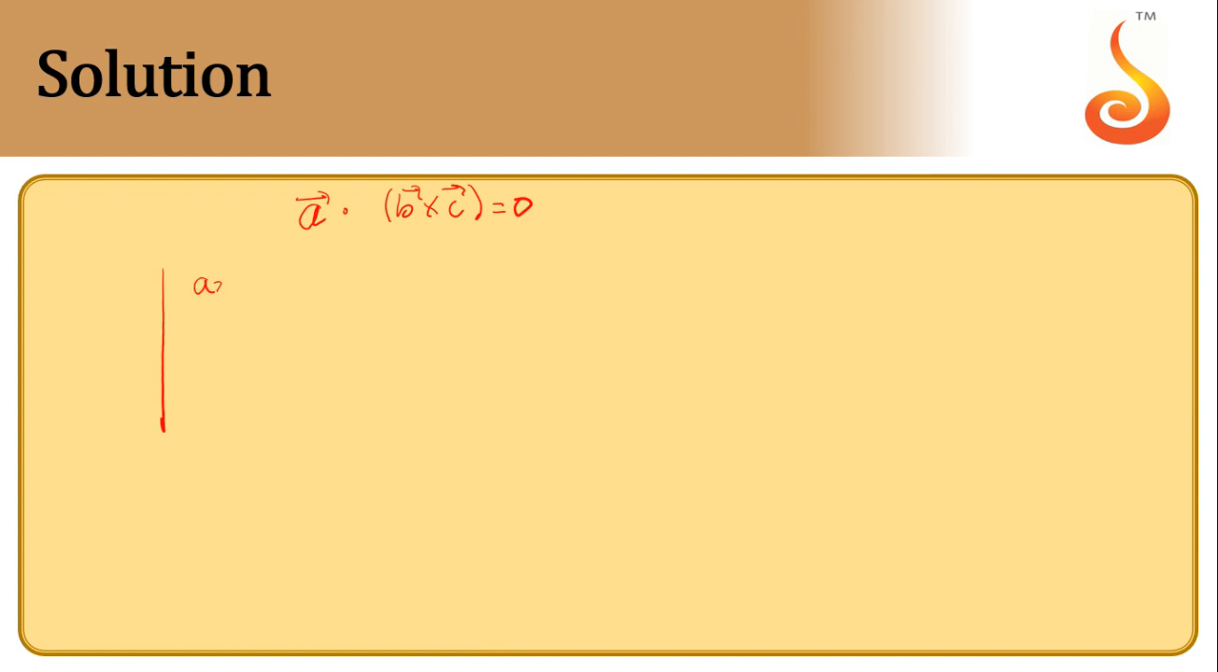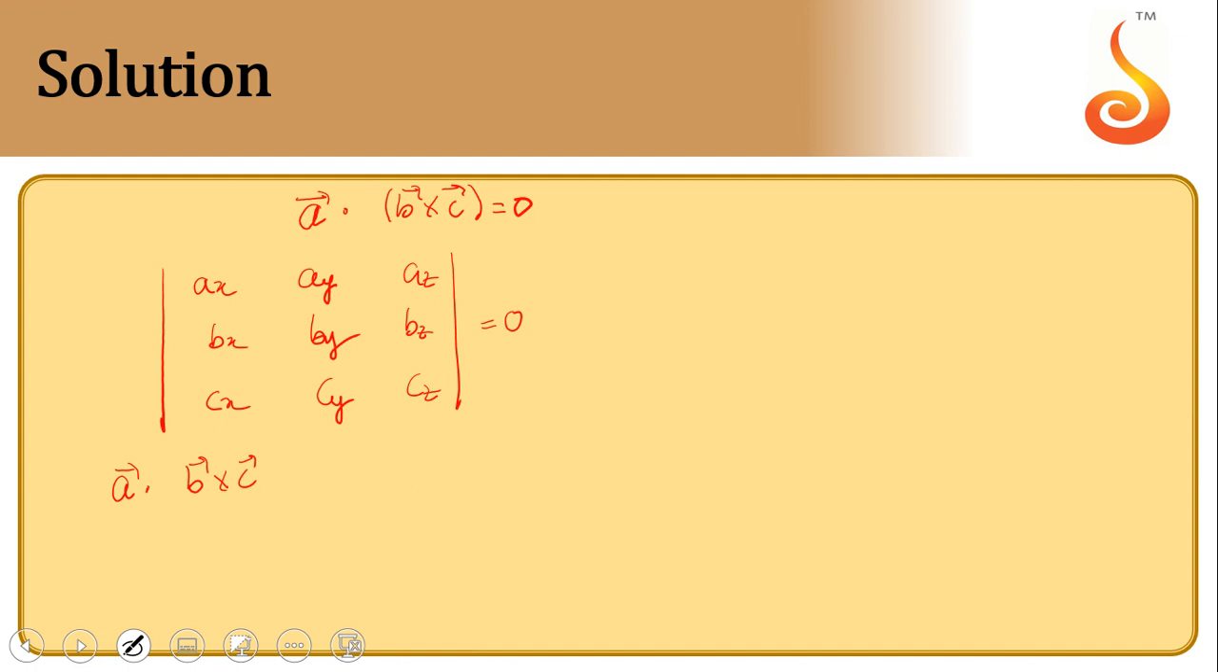Remember, AX, AY, AZ, BX, BY, BZ, CX, CY, CZ. That is, the value of this determinant should be 0. Let us cross check whether it is 0 or not. A dot B cross C in this case is equal to, what are the values?